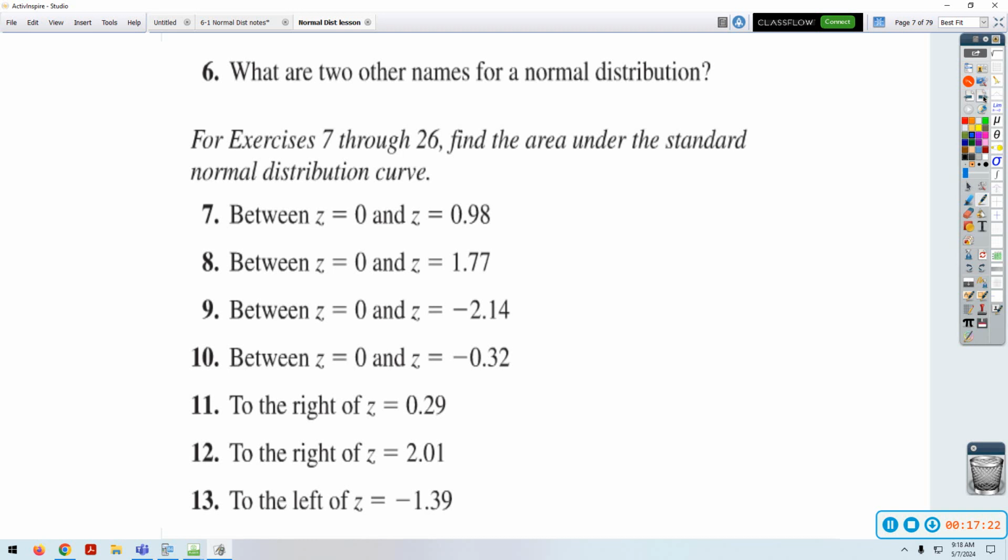I'll help you out. Number 6, what are 2 other names for a normal distribution? I said them at the beginning of this lesson. One is called a Gaussian, G-A-U-S-S-I-A-N, Gaussian curve. I hope that's all spelled correctly. And the other possible name is a bell curve. Okay? We're going to ask you to do 7 through 13 right here.